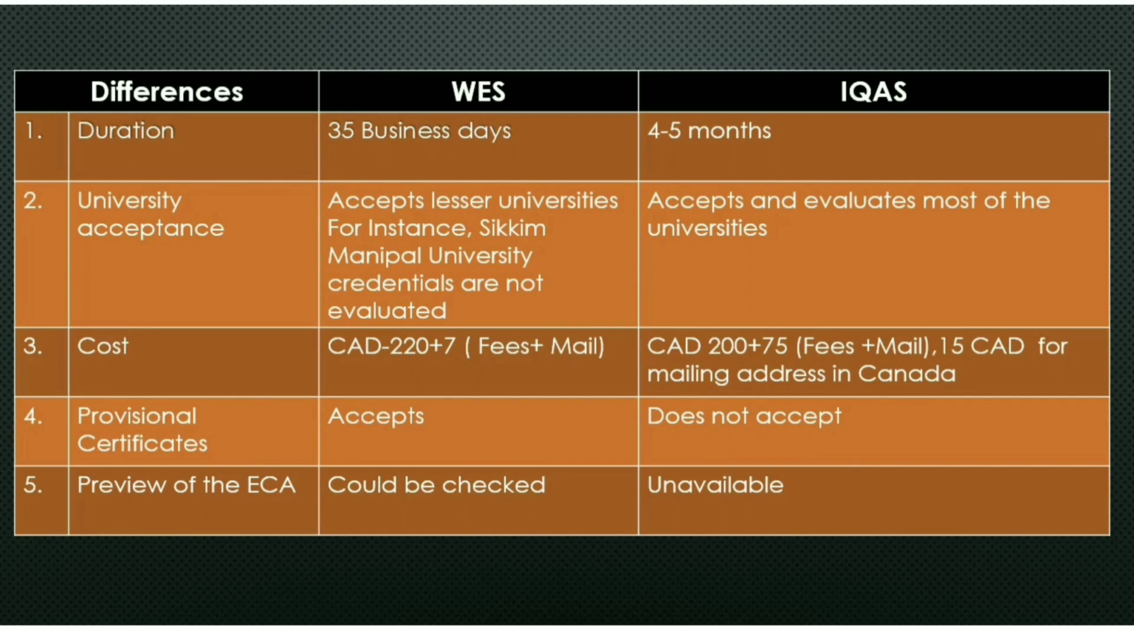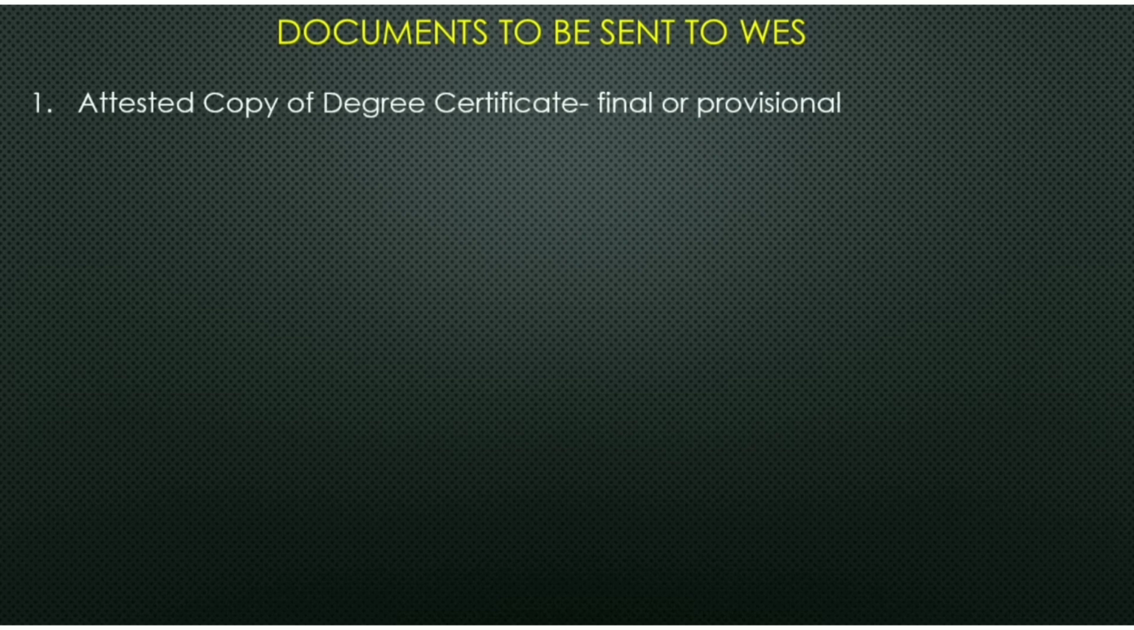$75 for the mail is for mailing addresses worldwide except Canada. For Canada, it is about 15 Canadian dollars. WES accepts provisional certificates while IQAS does not. We can check the preview of the ECA in WES, but it is not possible in IQAS. I've listed the documents to be sent to WES and IQAS separately. So let's check WES first.